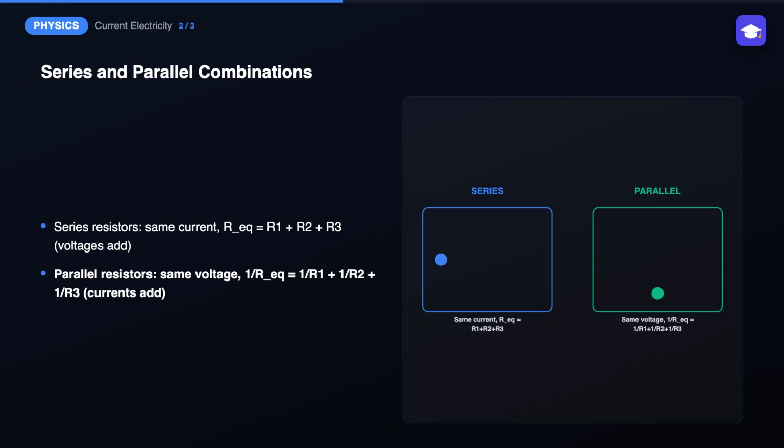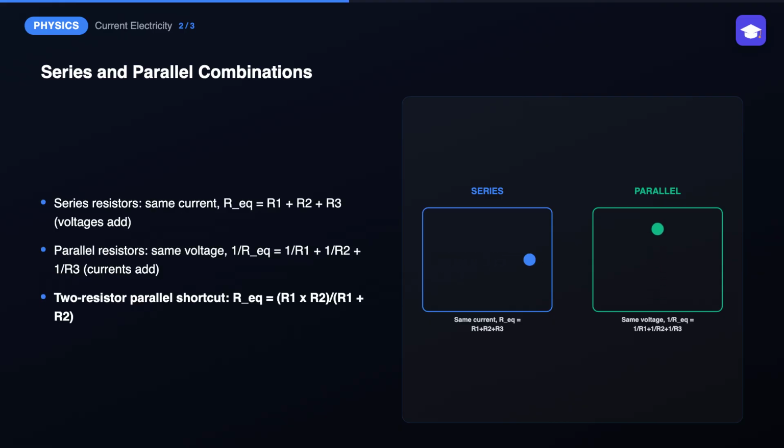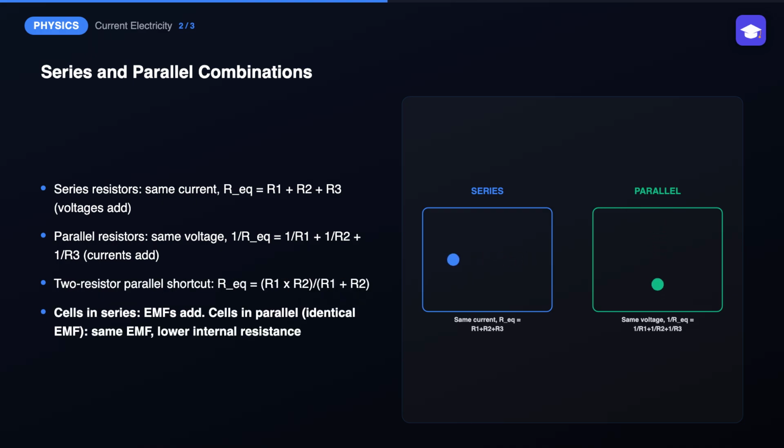For exactly two resistors in parallel, this simplifies directly to R1 times R2, all divided by R1 plus R2, the product over sum shortcut, worth having immediately available rather than working through the full reciprocal formula every single time. Cells in series add their EMFs directly, while cells in parallel, assuming identical EMFs, keep the same overall EMF, but reduce the effective internal resistance, since the individual internal resistances now combine in parallel.